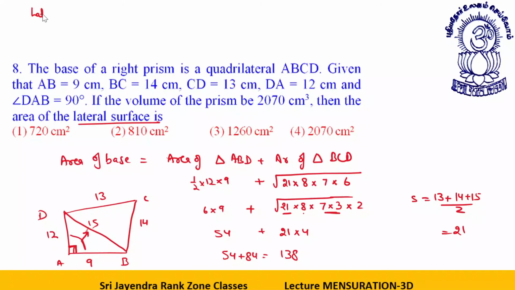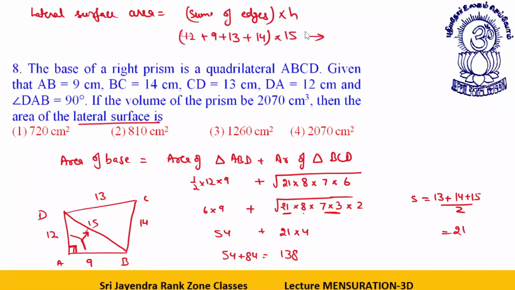Lateral surface area is what? Lateral surface area is the sum of edges into height. That is, the sum of these sides into height. So the sum of these sides is 12 plus 9 plus 13 plus 14, into 15. That gives me 12 plus 9 is 21. 21 plus 14, 35. 35 plus 13, 48, into 15. That will give you 720 as your answer.